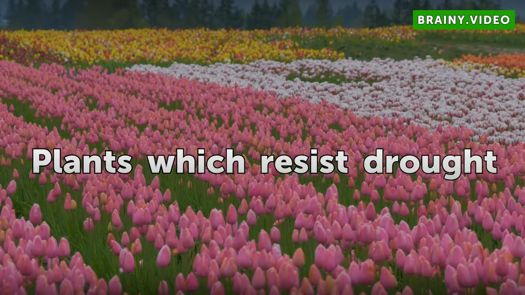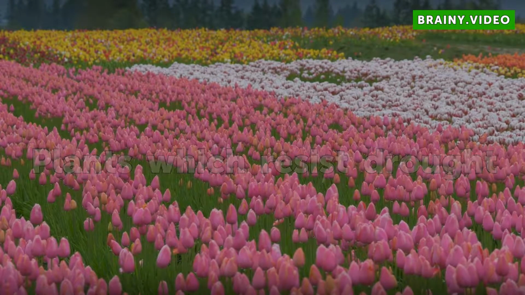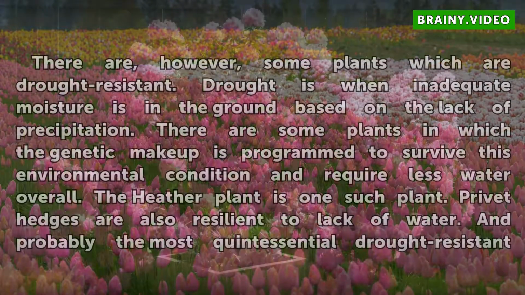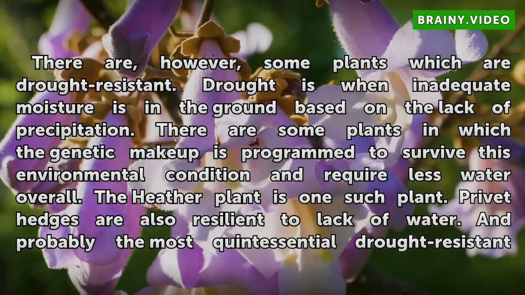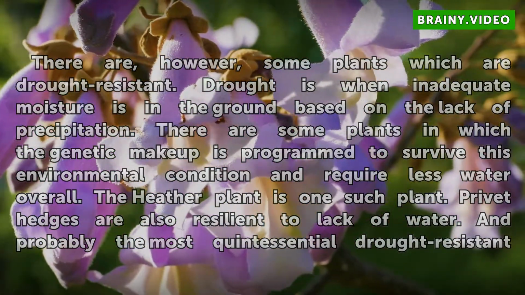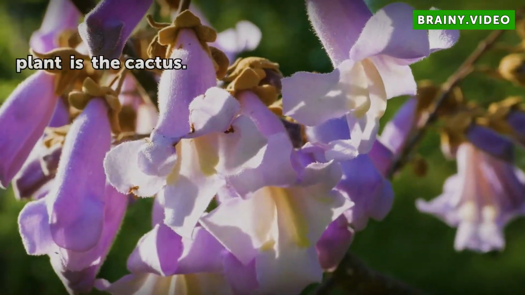Plants which resist drought. There are, however, some plants which are drought resistant. Drought is when inadequate moisture is in the ground based on the lack of precipitation. There are some plants in which the genetic makeup is programmed to survive this environmental condition and require less water overall. The heather plant is one such plant. Privet hedges are also resilient to the lack of water. And probably the most quintessential drought-resistant plant is the cactus.